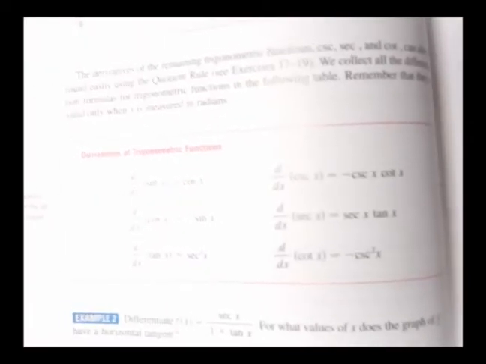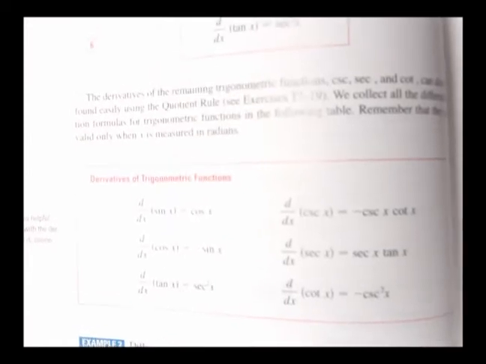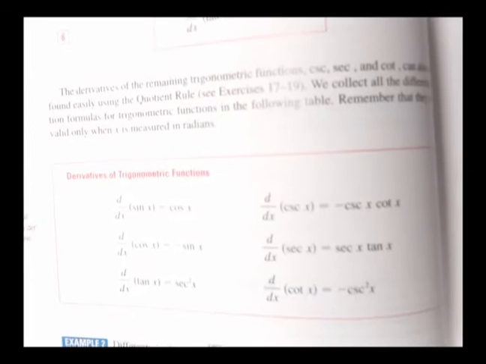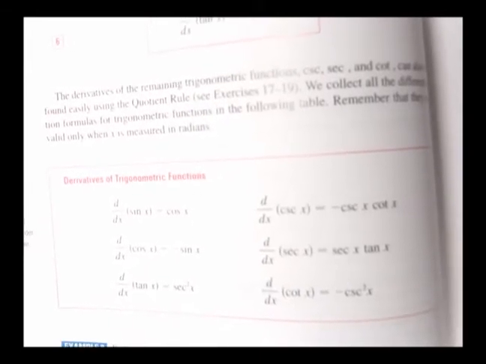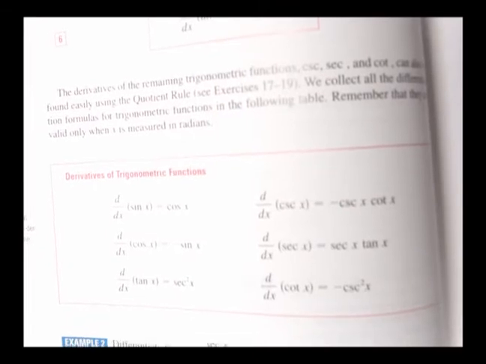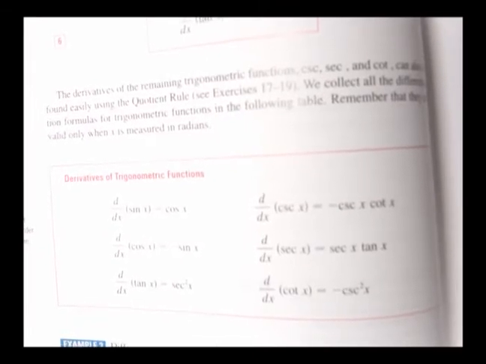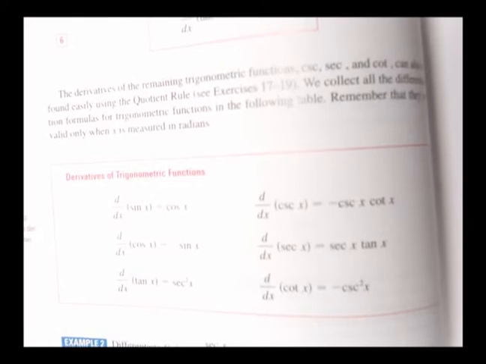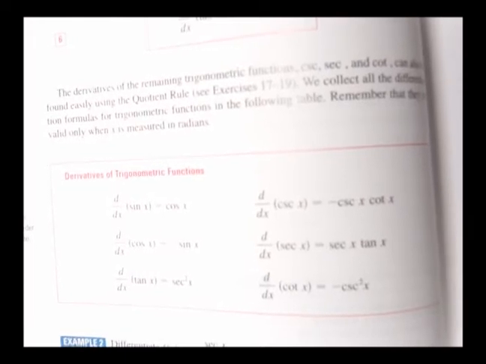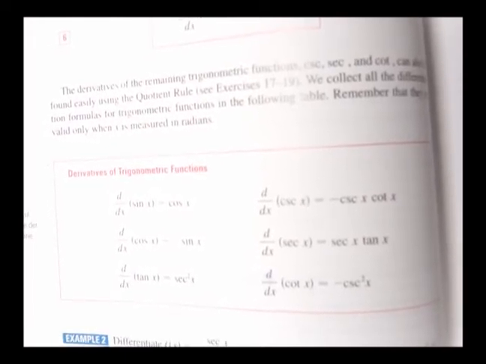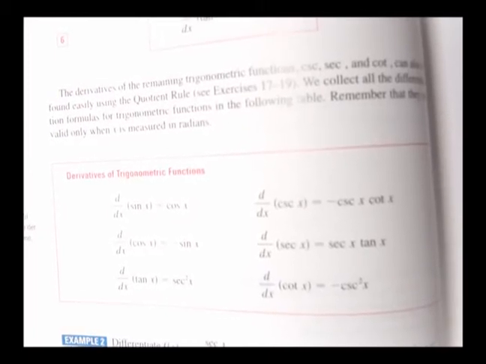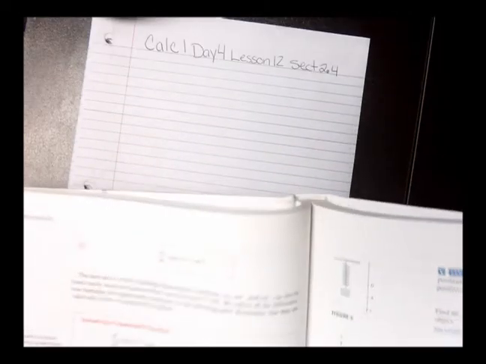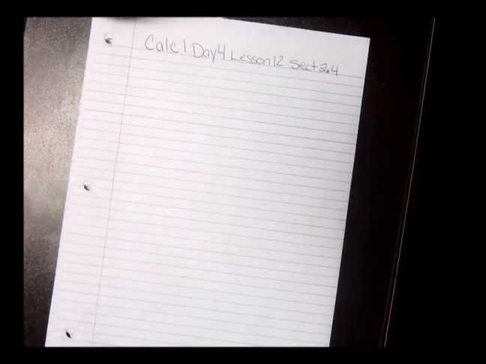So the derivative of sine is cosine. The derivative of cosine, negative sine. Tangent, secant squared. Cosecant, negative cosecant cotangent. Secant is tangent secant, and cotangent is negative cosecant squared. These are found on page 144 of your book.